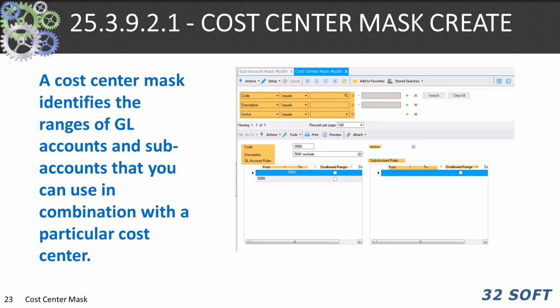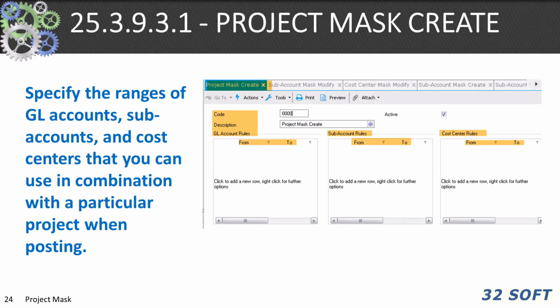The 25.3.9.3.1 Project Mask Create specifies a project code mask and a list of ranges of GL accounts, subaccounts, and cost center elements with which currently assigned projects can be combined.